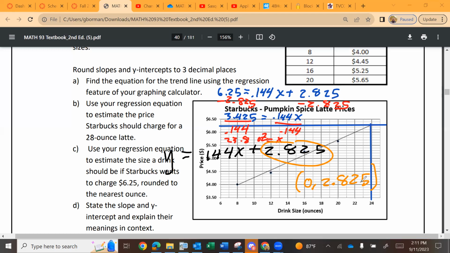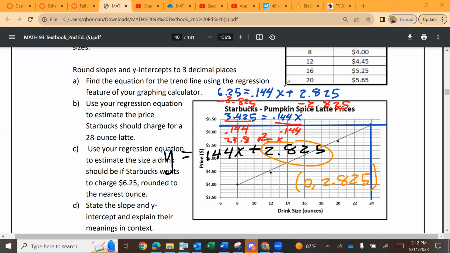Well, or you could say the base price, I guess, is about $2.83, and then you start getting charged per ounce after that. But you need to explain what it means. Again, the x value in this problem is ounces, and the y value is dollars. So at 0 ounces, you're paying $2.83. Okay, so we got that.